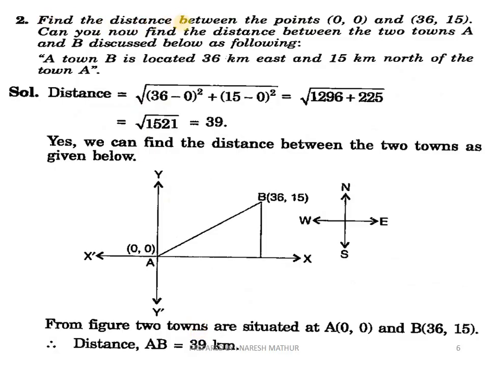Second question: find the distance between the points (0, 0), that is the origin, and (36, 15). We can find it directly. We have a formula: the square root of x square plus y square.